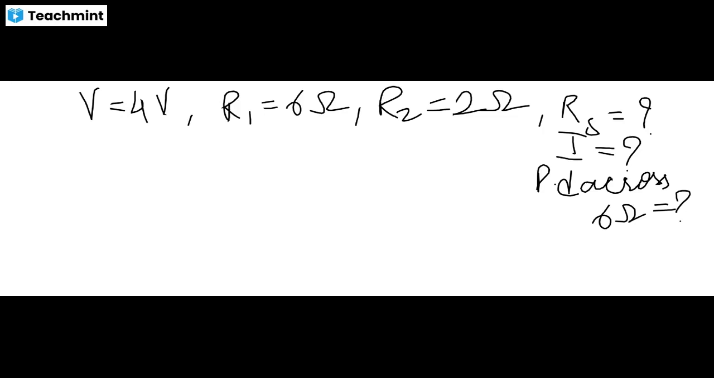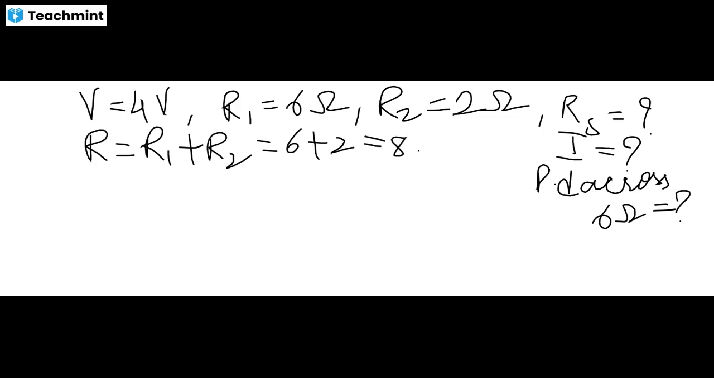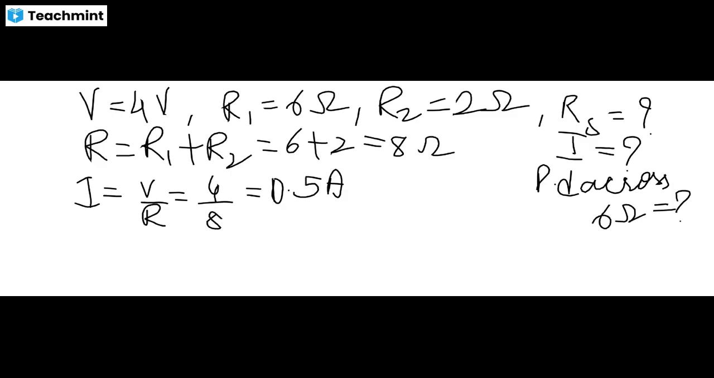So here equivalent resistance is R1 plus R2, which is 6 plus 2, that is 8 ohms. Then current is V by R, 4 by 8, so that is 0.5 amperes.